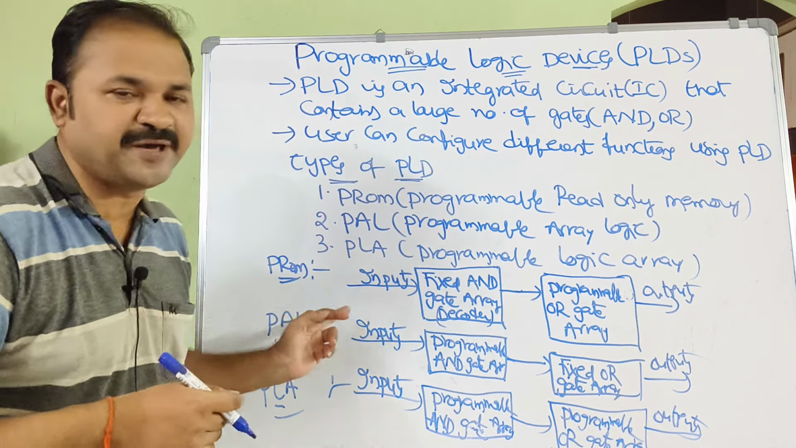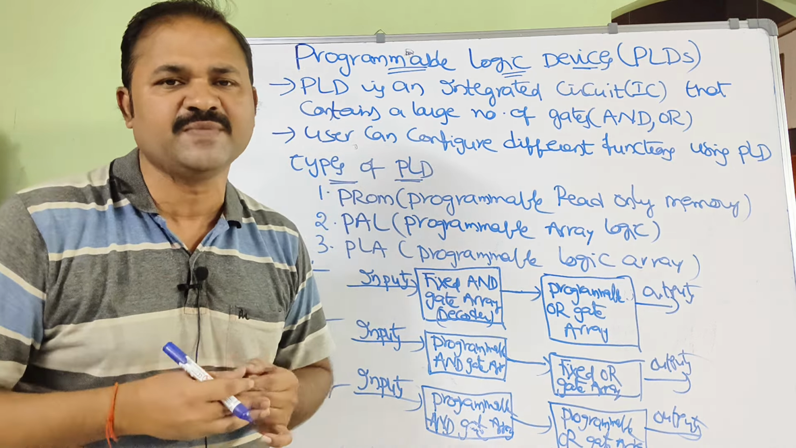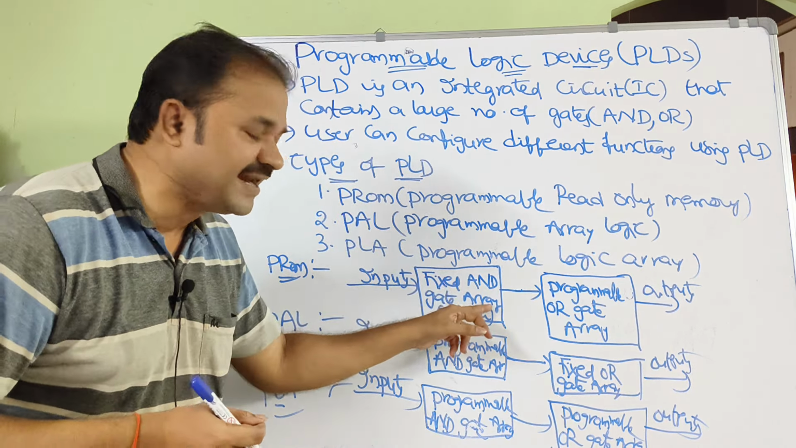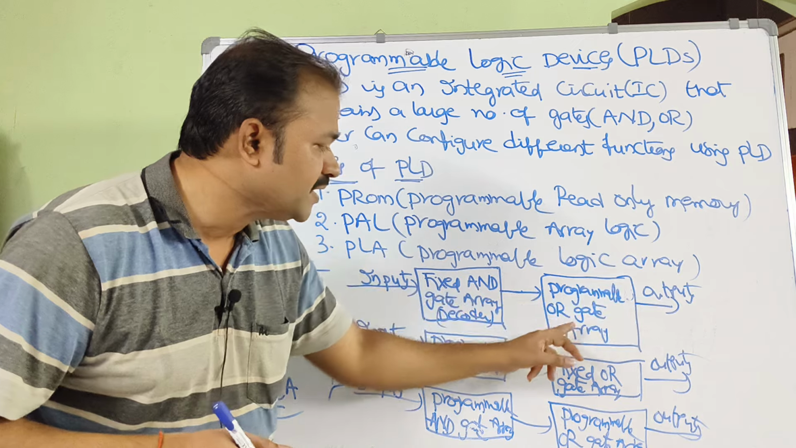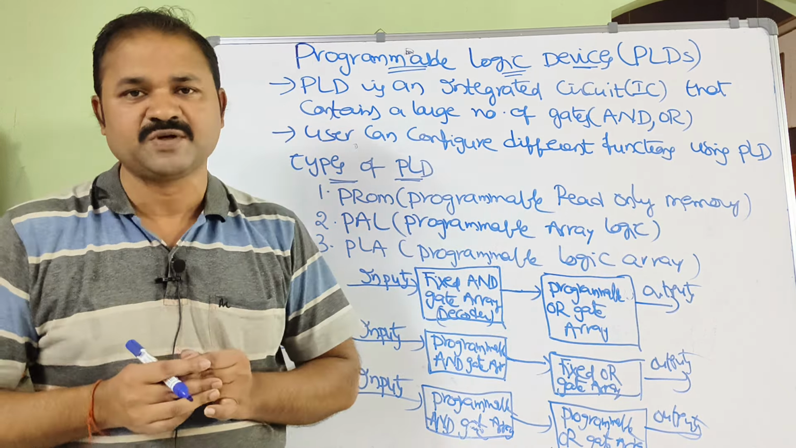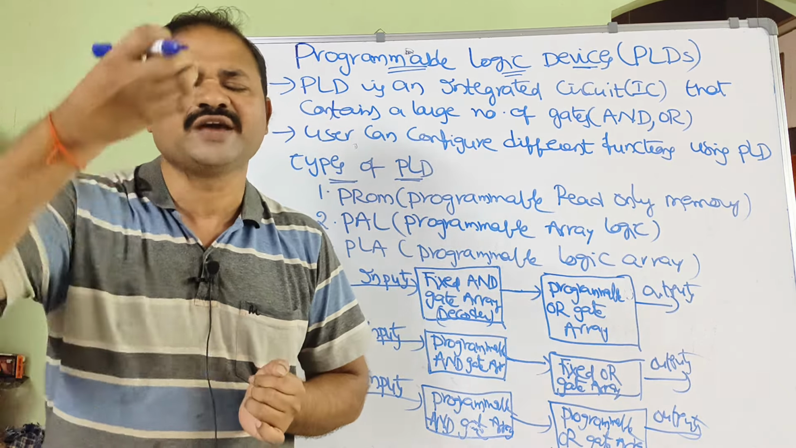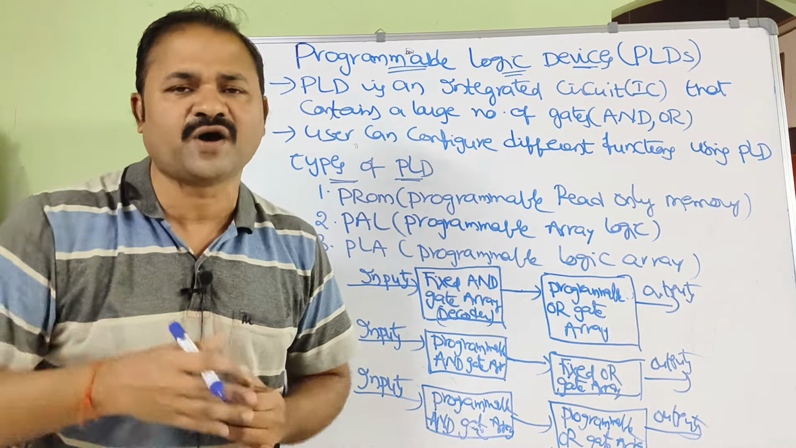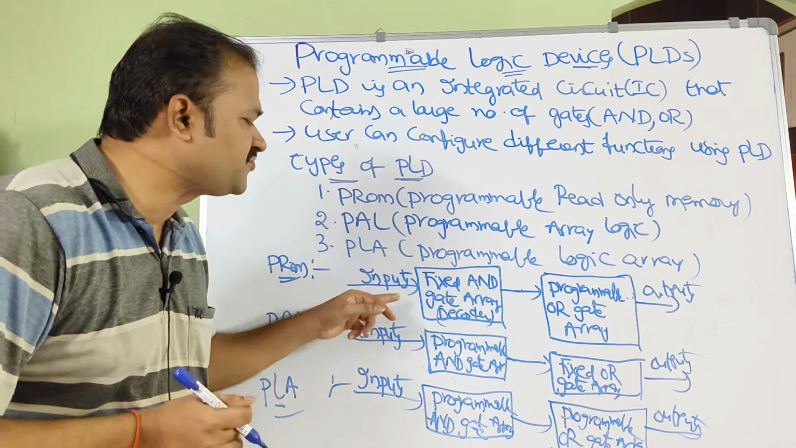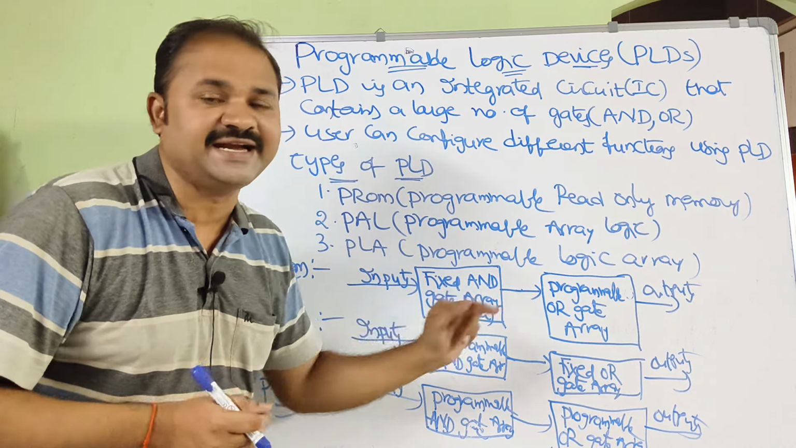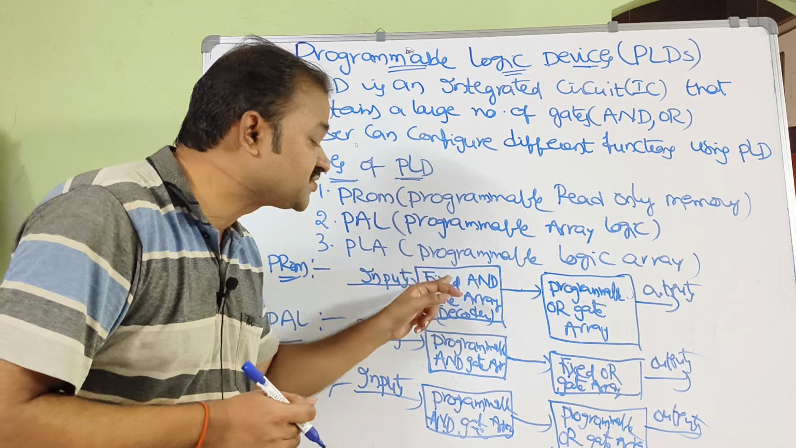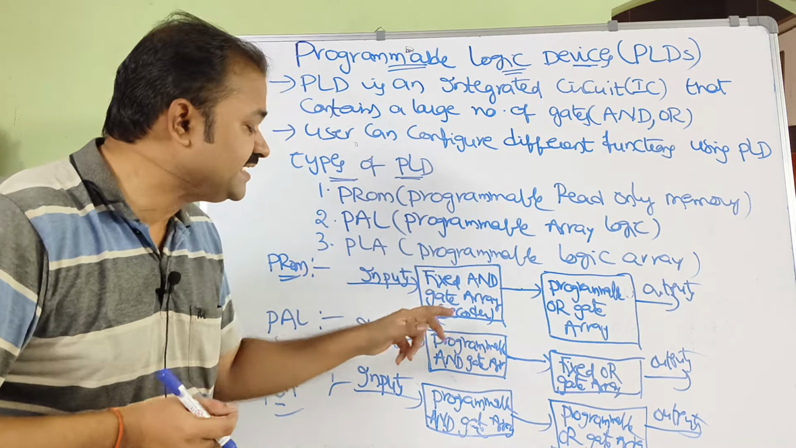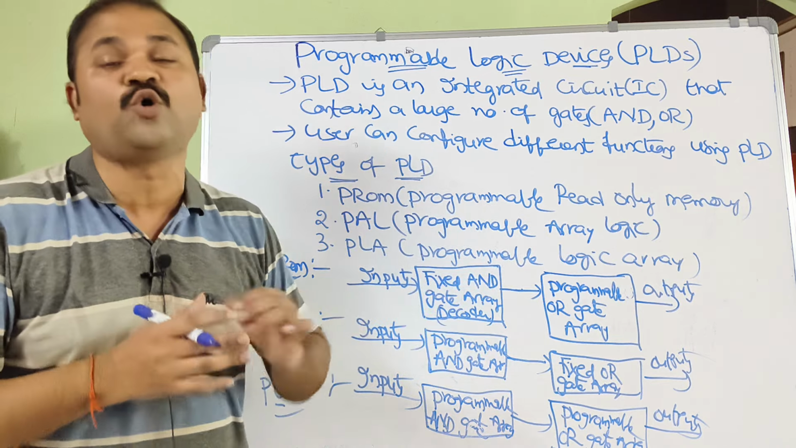First, let's see what is PROM. Programmable Read-Only Memory contains a fixed AND gate array followed by a programmable OR gate array. AND gate array means we have a collection of AND gates. OR gate array means we have a collection of OR gates. Initially inputs will be applied to the fixed AND gate array. Here the AND gate array is fixed. It is not programmable. This AND gate array is internally implemented with the help of the decoder.